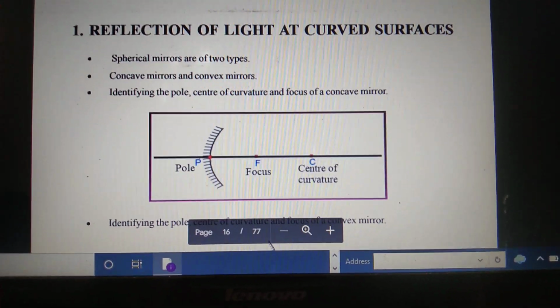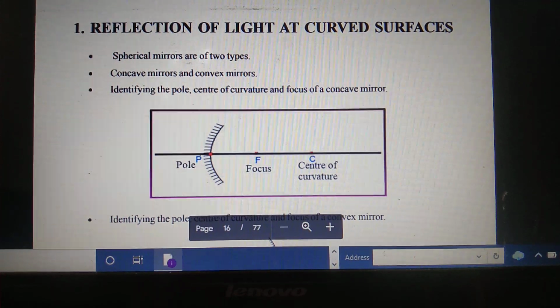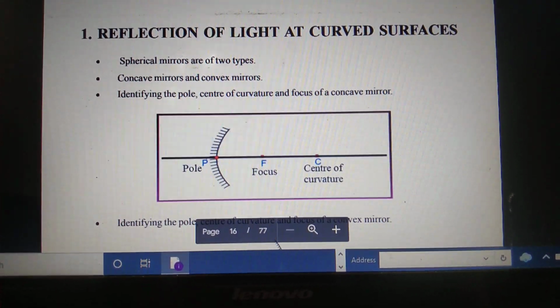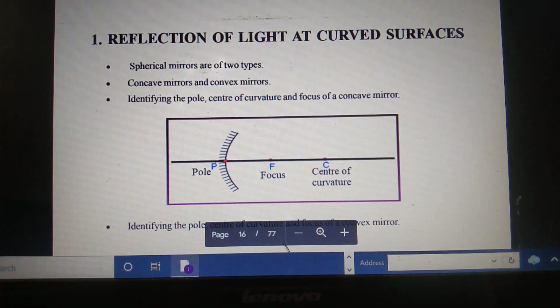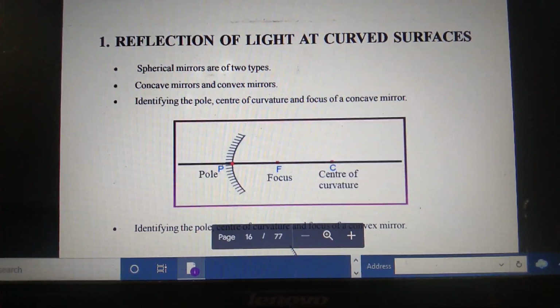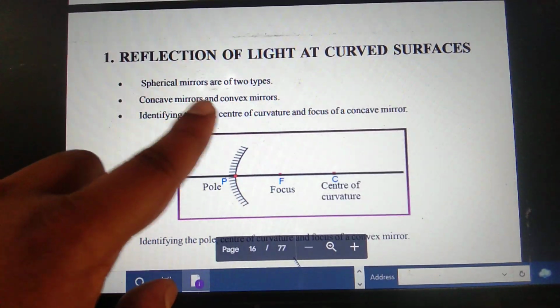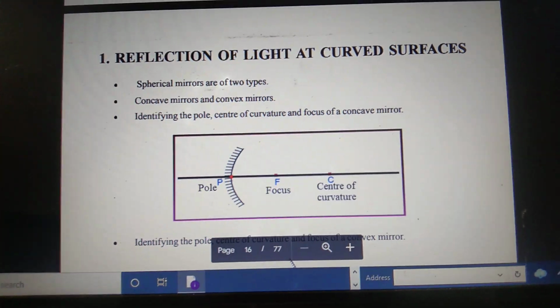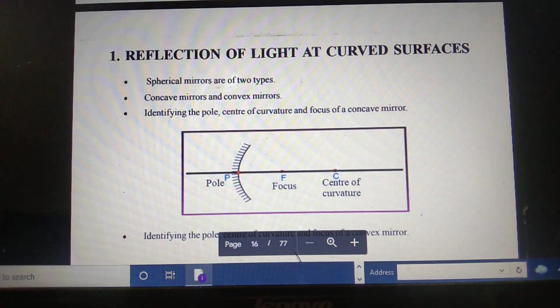Okay, coming to chapter number 1, reflection of light at curved surfaces. So children, in this chapter mostly they'll focus on spherical mirrors. So spherical mirrors are of two types. They are concave mirrors and convex mirrors.